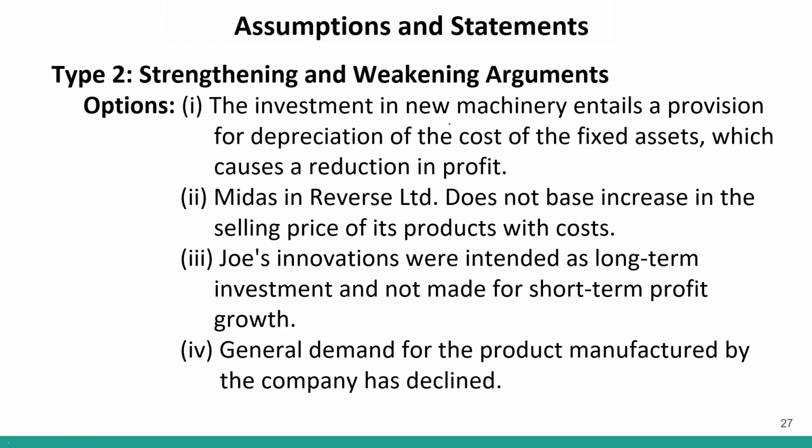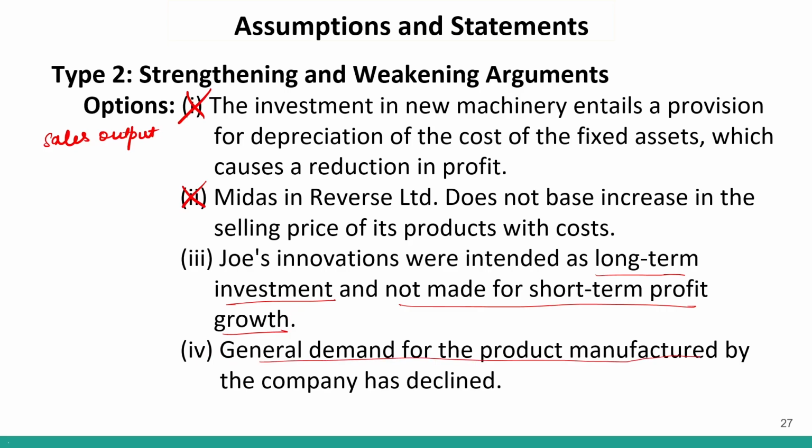Option number 1 says the investment in new machinery entails a provision for depreciation of the cost of fixed assets, which causes a reduction in profit. This does not have anything to do with sales output. We are talking about sales output, right? Therefore, this does not serve the purpose. This is a neutral statement. It does not strengthen or weaken the argument. Second one says Midas and Rivers Limited does not base increases in the selling price of its product on cost. Again, this is not related. Third one says Joe's innovations were intended as a long-term investment and not made for short-term profit growth. Let us hold this. Let us look at the fourth one.